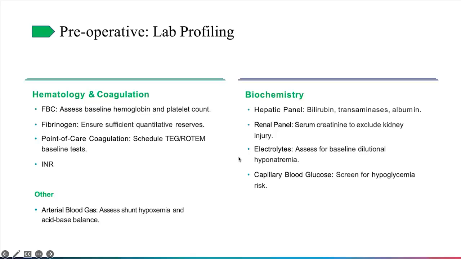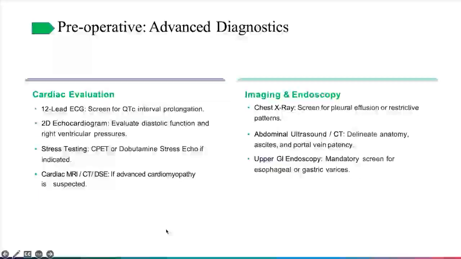And biochemistry-wise, we'll be doing a full liver profile, which includes bilirubin, transaminase, and albumin, and a renal panel, that is blood urea and creatinine, to see the baseline renal function, and electrolytes, especially to check the presence of hyponatremia, and also capillary blood sugar.